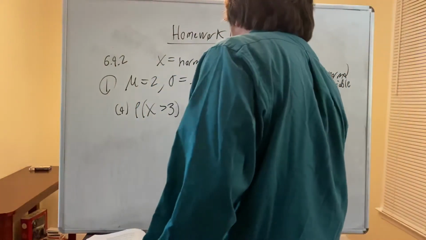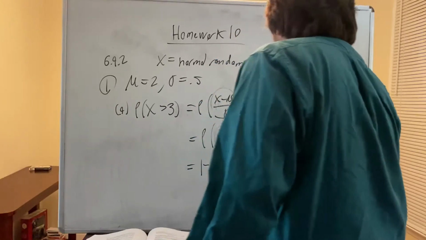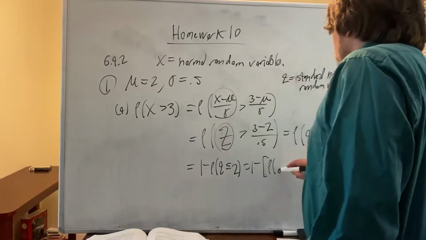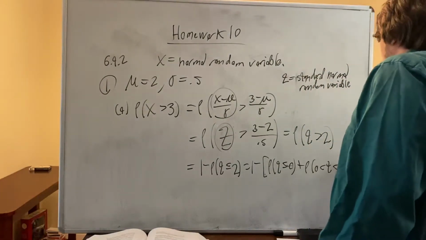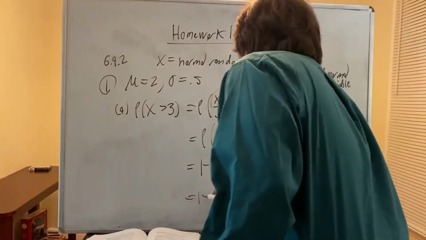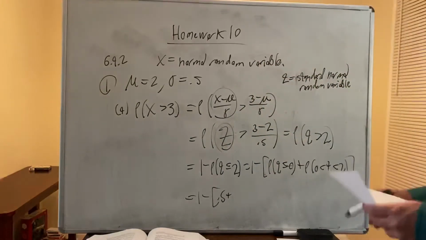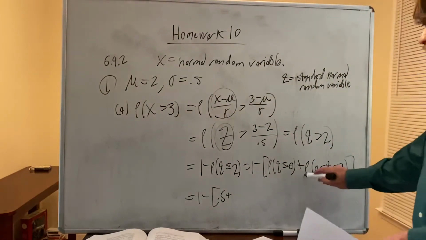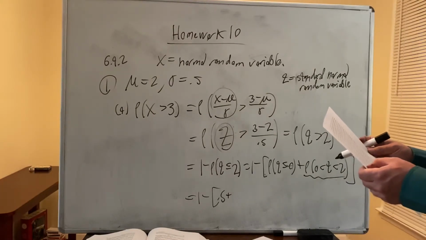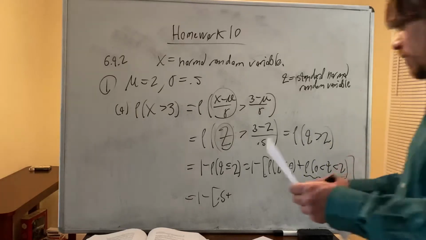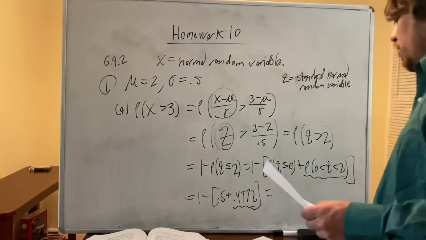That's equal to 1 minus the probability Z is less than or equal to 2. That's equal to 1 minus the probability that Z is less than or equal to 0, plus the probability of 0 less than Z less than 2. And that's equal to 1 minus the probability Z is less than or equal to 0, which is 0.5, plus the probability that Z is between 0 and 2. By the table that I gave you, that is equal to 0.4772.